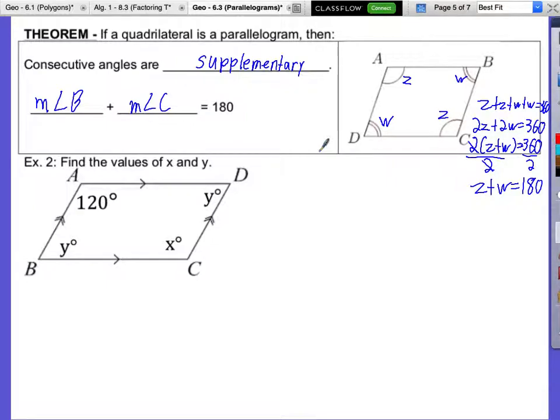Hey, so I want you to work on example 2. So find X and Y in example 2. Okay, when you're done, raise your hand. Or if you have questions, raise your hand.